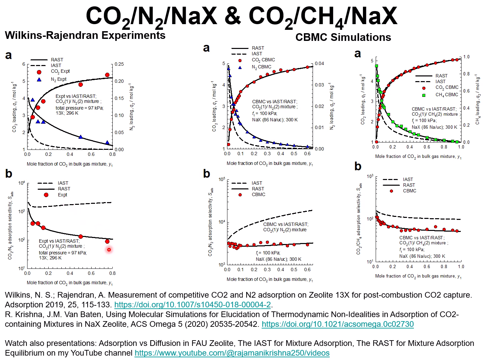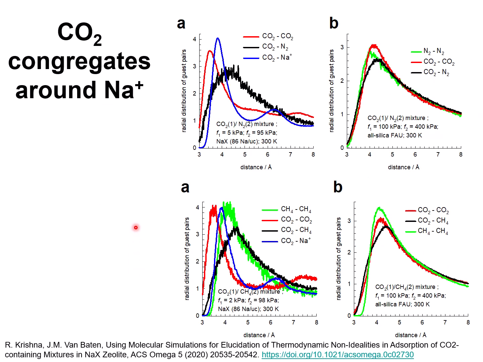We need, however, to appreciate the reasons for the failure of the IAST as observed in the two sets of simulations here for CO2 nitrogen mixtures and for CO2 methane mixtures. We shall now demonstrate that the failure of the IAST is due to the inhomogeneous distribution of guest species within 13X zeolite. In particular, we wish to demonstrate that CO2 congregates around the extra framework sodium cations.